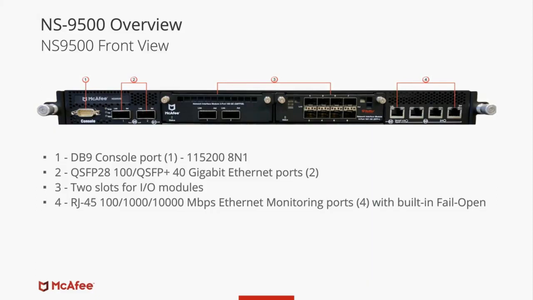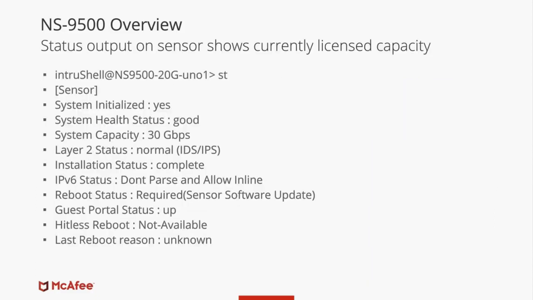After you've connected a 9500 to the manager and applied a policy with a license to it, you can see in the status output on the sensor command line whether or not the capacity was set correctly. It's a new line in 9500s only that shows how much capacity that particular model is licensed for. You can use this to validate that it was applied correctly.